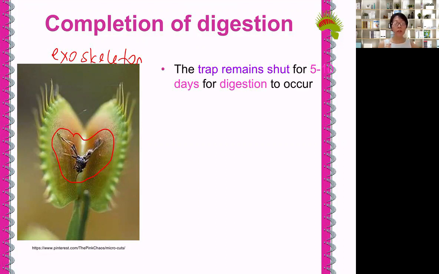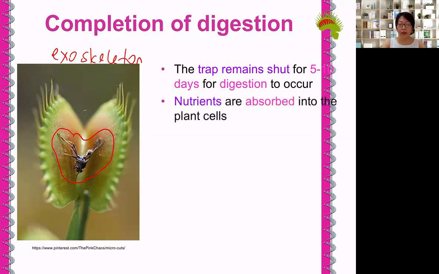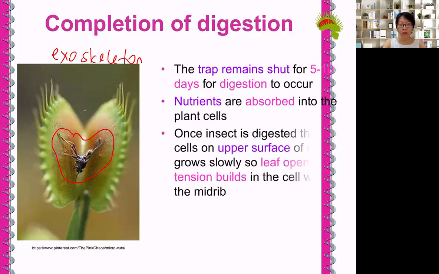So the trap remains shut for 5 days for digestion to happen. Okay, why 5 days? Because it is an external environment temperature, so it is a lower temperature, so the rate of digestion is slower compared to, let's say, our stomach, where temperature is 36.7, okay, so it's of course faster, okay. So nutrients are absorbed into the plant cells.